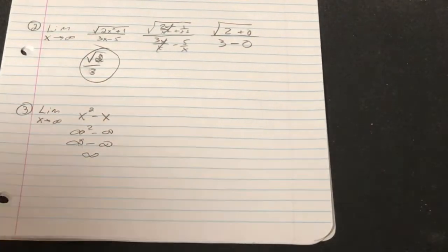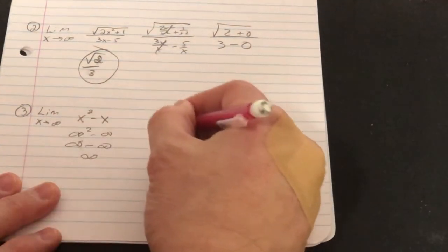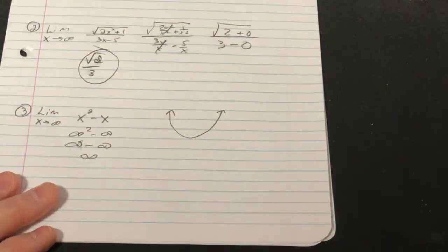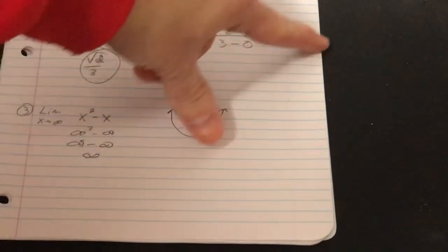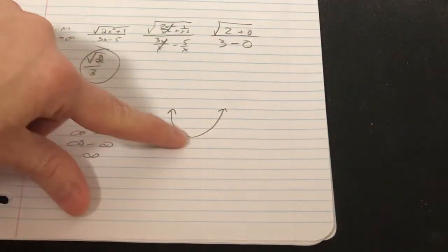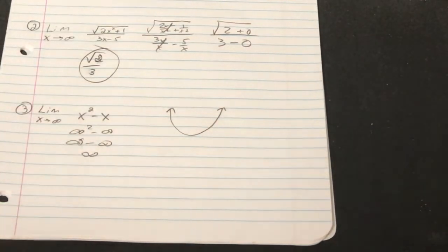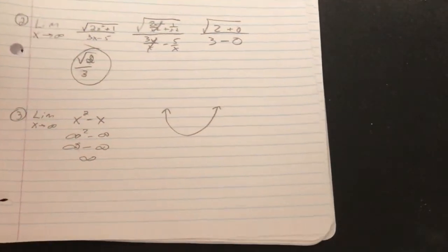So usually if it's just a polynomial, it will always be infinity. And if you think about this, it is a parabola that opens up. So we have a parabola that opens up. The limit as x goes to infinity is going to keep going on forever. And as x approaches negative infinity, it would go on forever too. So again, there are no horizontal asymptotes. Okay, so that brings us to our last problem.